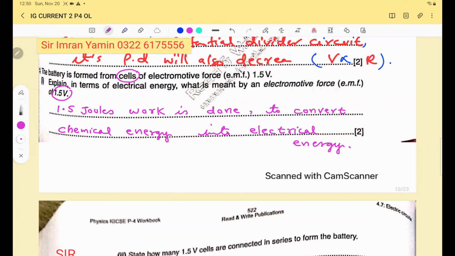So I taught you this concept in the first class. What is the difference between EMF and PD? In that class I taught you when EMF is 1.5 volt, it means 1.5 joules of work is done to convert chemical energy into electrical energy. And if they ask about 1.5 volt PD, then I would say 1.5 joules of work is done to convert electrical energy into any other form of energy at the load. It is across the cell, so I should add in the cell or in the source.